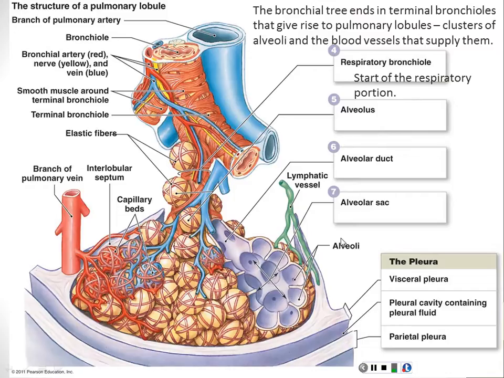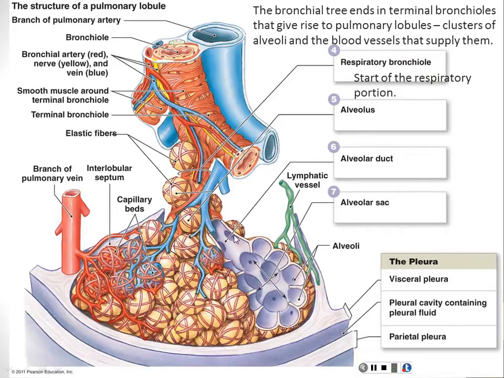Now, alveoli has the same root as grape does. So if you look at this, you can kind of imagine a bundle of grapes, right? They all have a common stem, and you have all these spheres hanging off. Well, that's pretty much what the alveoli look like geometrically.